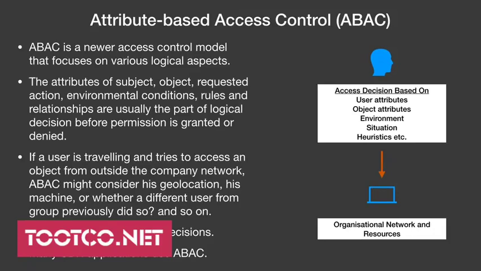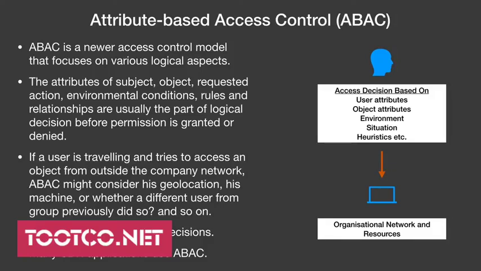Attribute-based access control, or ABAC. ABAC is a newer access control model that focuses on various logical aspects. The attributes of subject, object, requested action, environmental conditions, rules, and relationships are usually part of the logical decision before permission is granted or denied. In the case of RBAC, the access would depend on the user or data, but in the case of ABAC, it would be looking at user characteristics, data attributes, and maybe situation heuristics, etc.